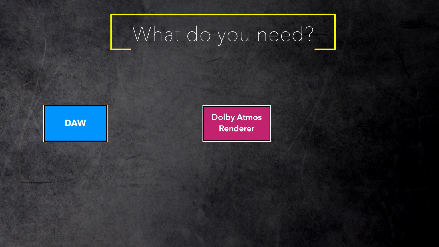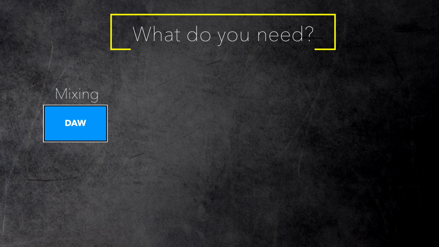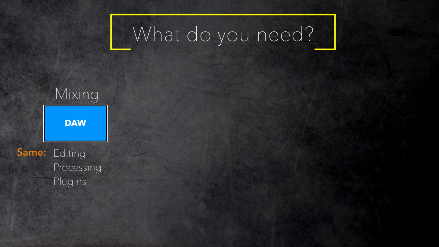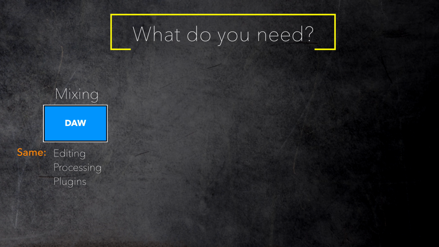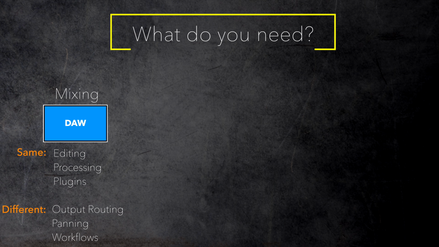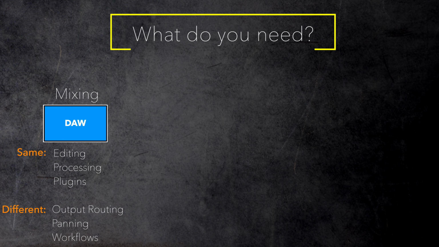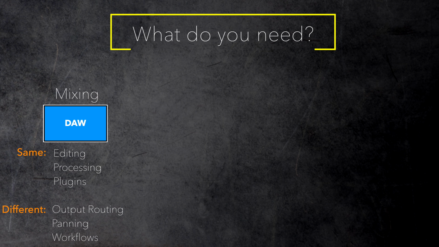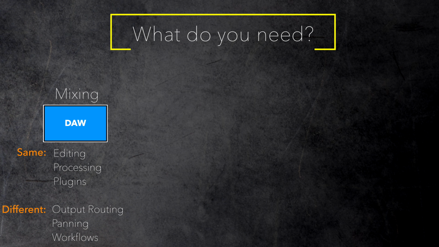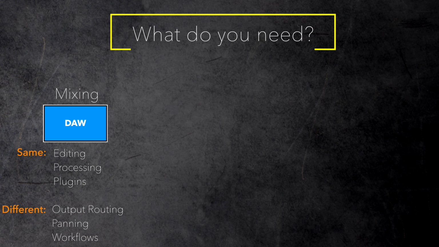Let's start with your DAW. The good news is that all the mixing is still done in your DAW. You don't have to learn a new mixing application. All your editing, mixing, plugins, everything can stay the same. The main difference in your mix will be the output routing plus panning, including some adjustments with mixing workflows. That also means remixing your existing songs that you have already mixed in stereo is as simple as opening them back up and make those Dolby Atmos adjustments and additions. You don't have to start from scratch.